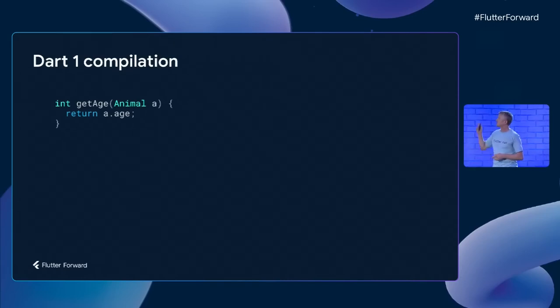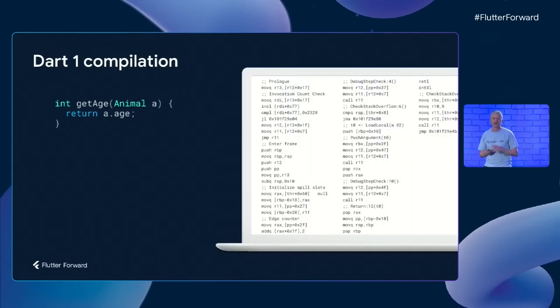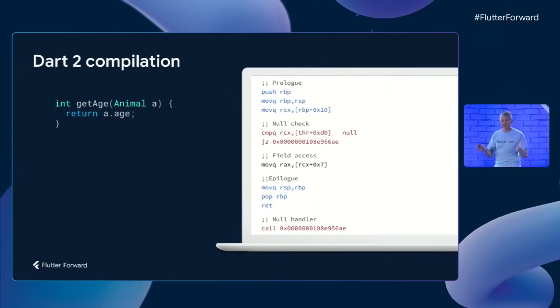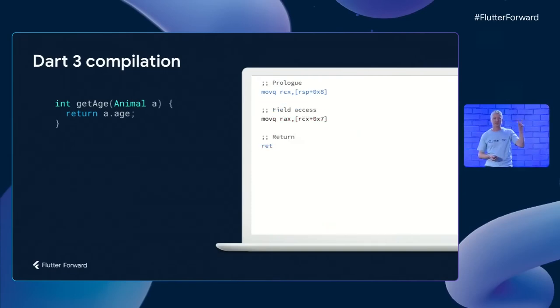Here's an example. This is a small function that takes an argument and returns a result. When this code compiled to machine code with Dart 1, our compiler produced 26 machine code instructions to have all the needed runtime checking in place. With sound null safety in Dart 2, we could reduce this down to 10 instructions. And in Dart 3, with sound null safety everywhere, we're down to 3 instructions. And this was just a simple function call. Imagine a large real-world program with thousands of lines of Dart code. It adds up to a huge change.